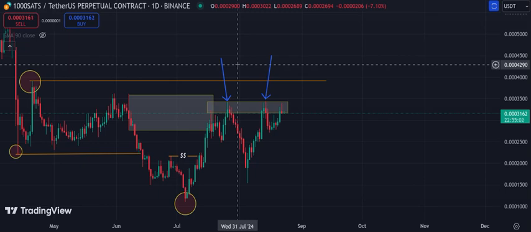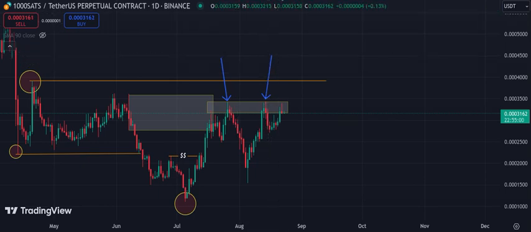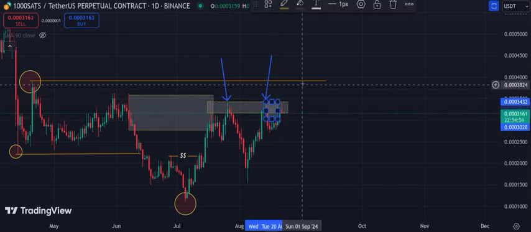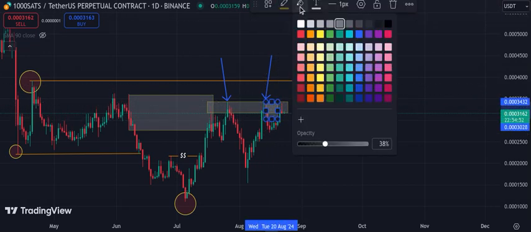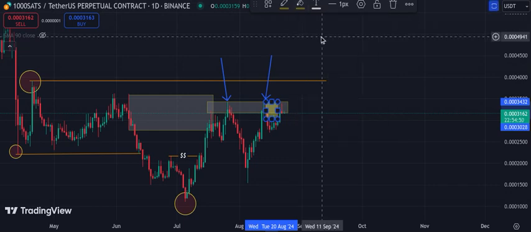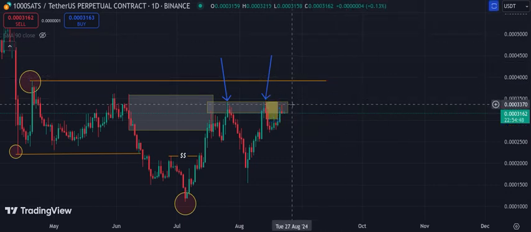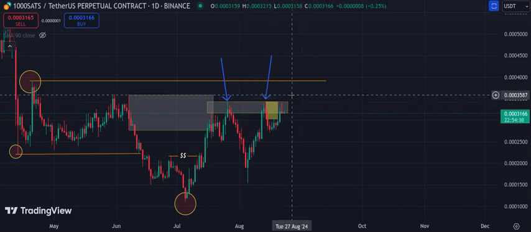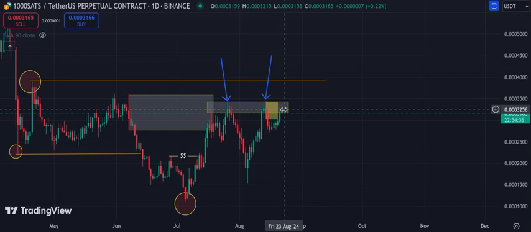Now after this reaction, we can see this candle here is an order block. Let me separate it. Okay, let me still leave that resistance level there. So that candle is an order block.